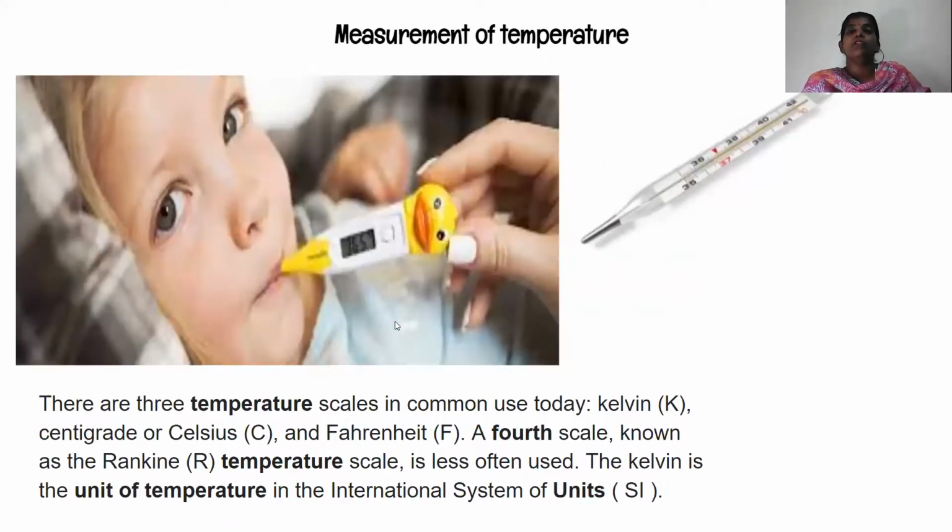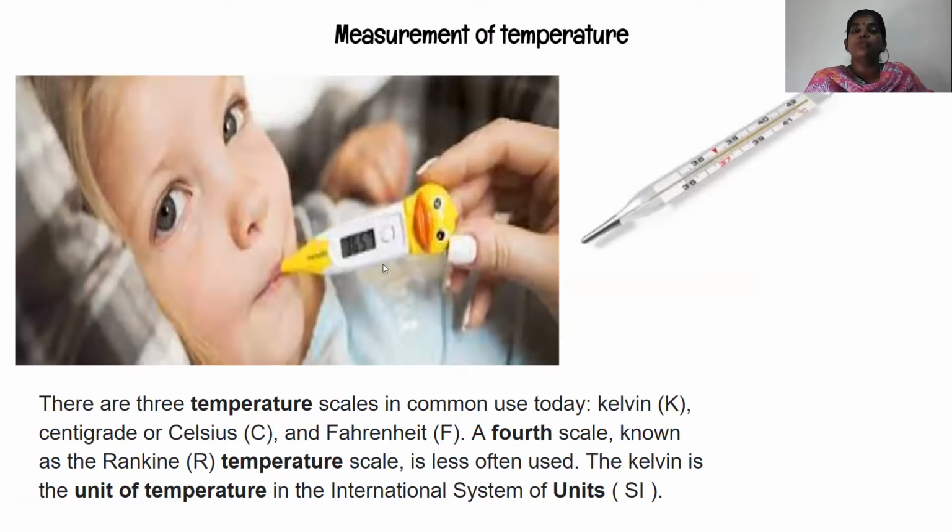Next comes measurement of temperature. How do you measure temperature? There are 3 temperature scales in common use today: Kelvin, centigrade or Celsius, and Fahrenheit. These are all temperatures which can be measured with an instrument called a thermometer.